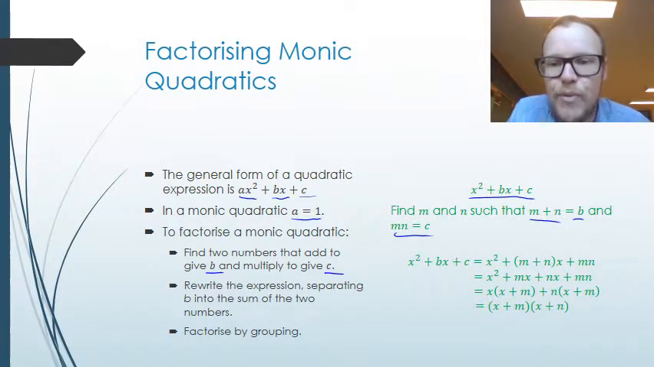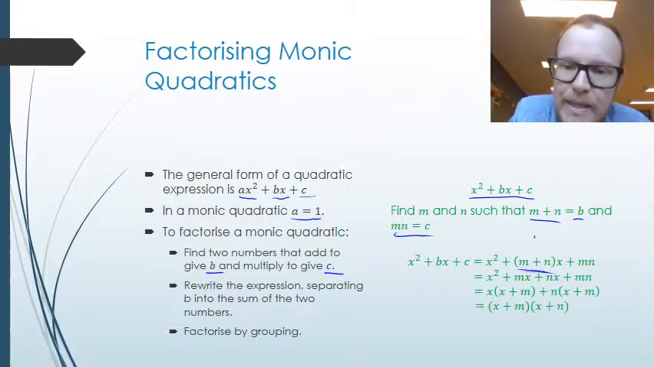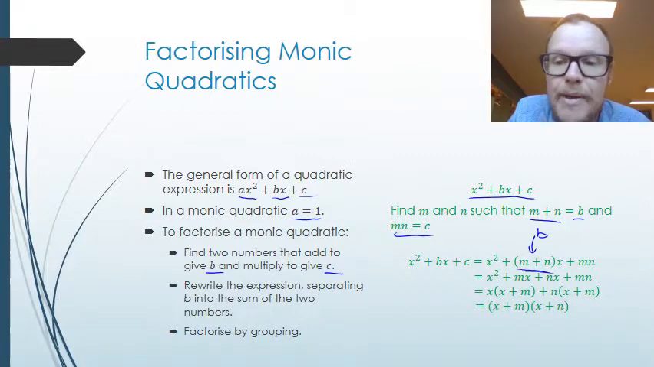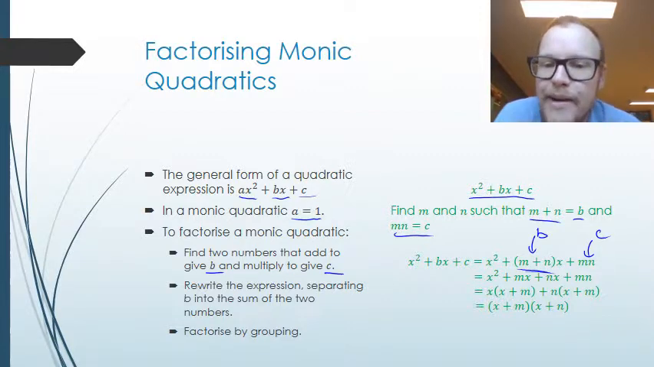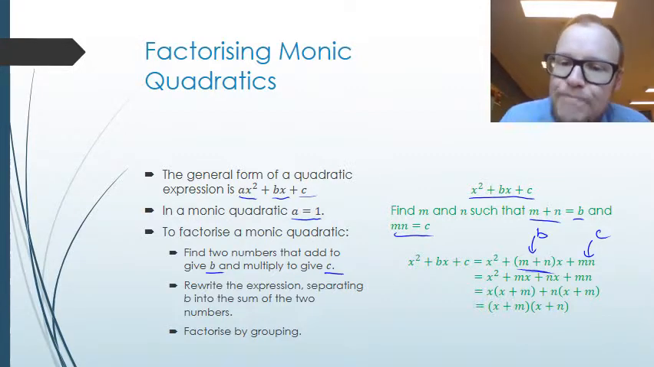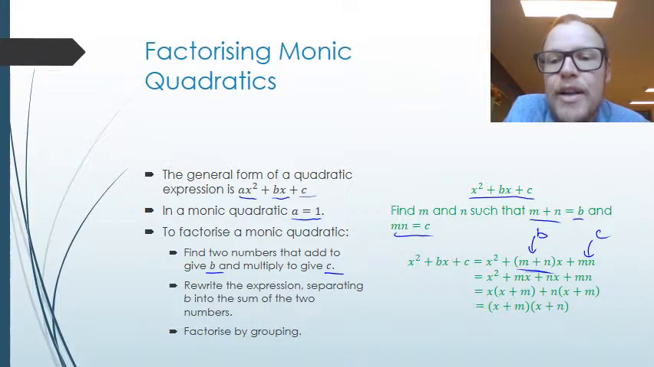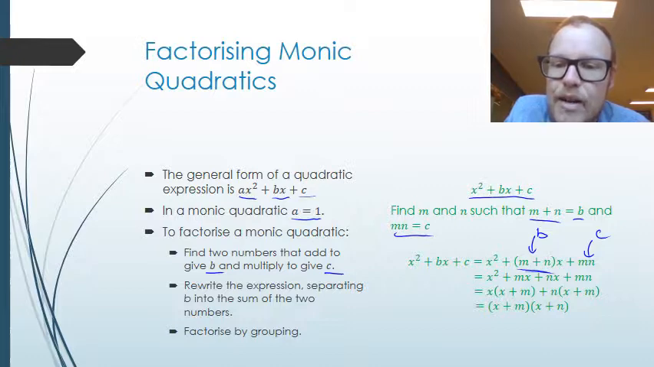So let's have a look at what that might look like. x squared plus (m plus n) times x. So I've found that number, that's b. This is b here. And then plus two numbers m and n that multiply to give c. This is c here. So I'm still in that format, x squared plus bx plus c. If I expand out the b term to the x, I get mx plus nx, and I get mn. Then you can see I can now factorise by grouping.